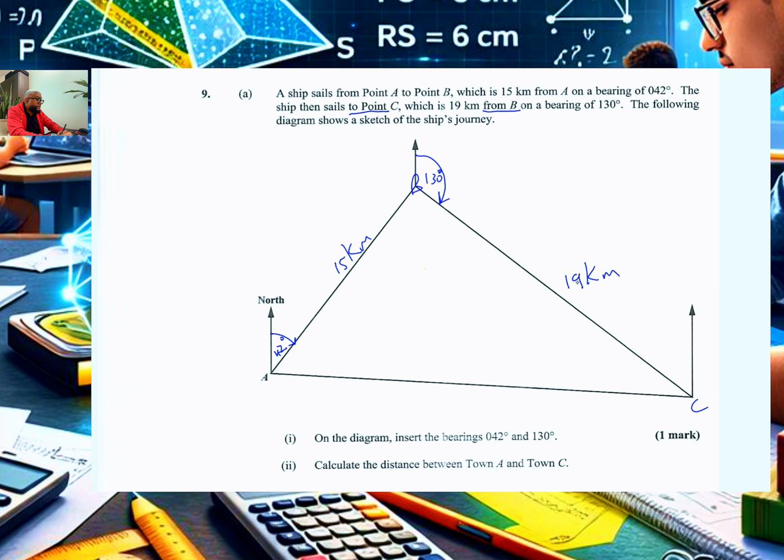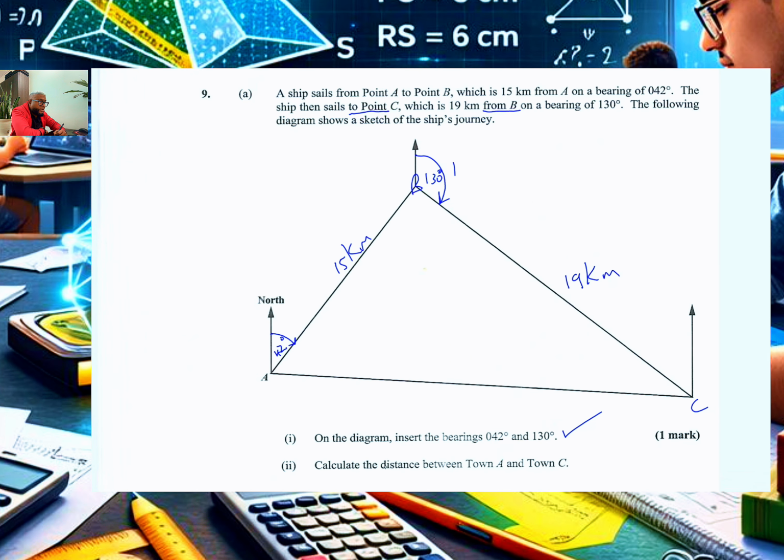Everybody good there? So your ship moved from A to B on a bearing of 42 degrees, then it moved from B to C on a bearing of 130 degrees. To draw each bearing, you start at your north line and you always go in a clockwise direction. You realize I'm only going that way, right? You always go in a clockwise direction. So we inserted these two things.